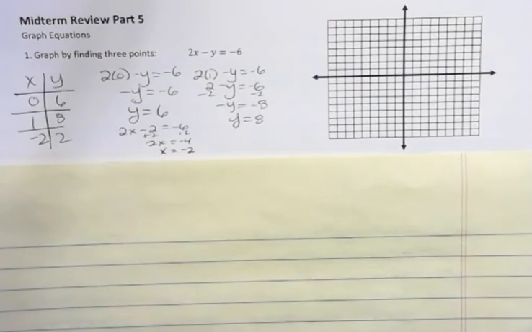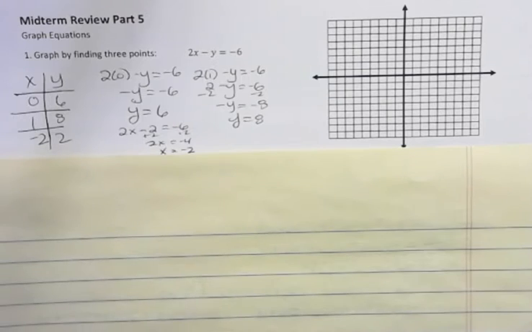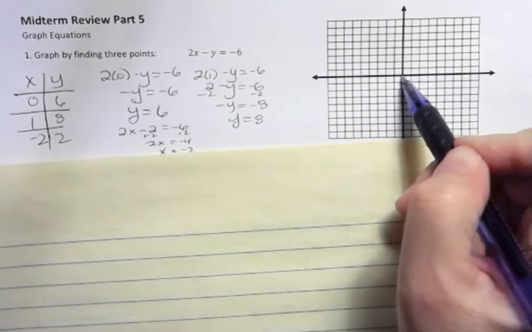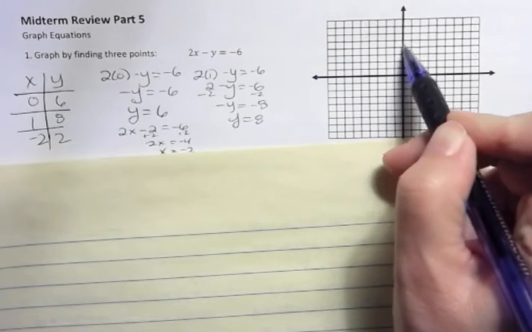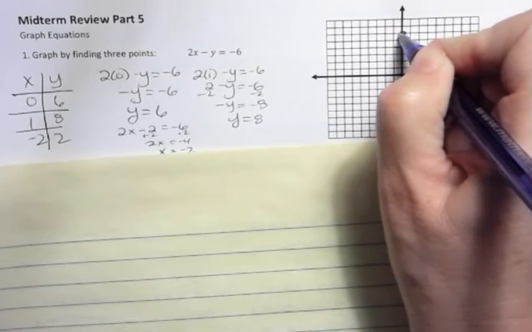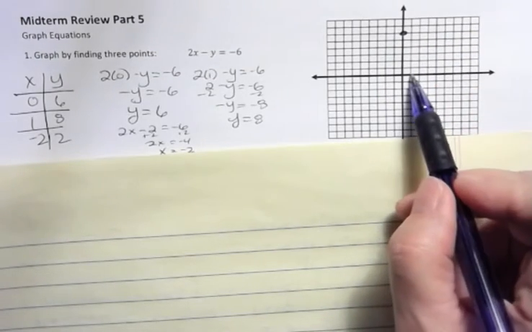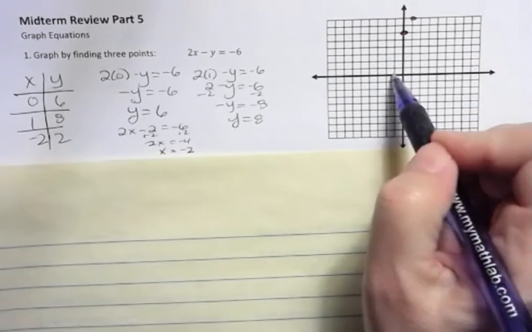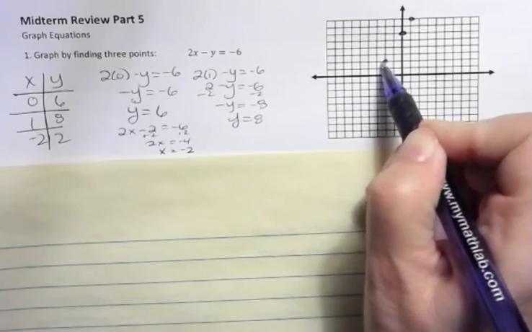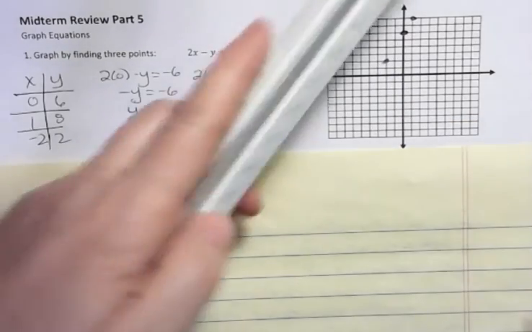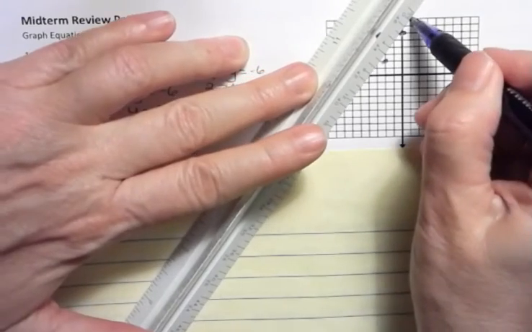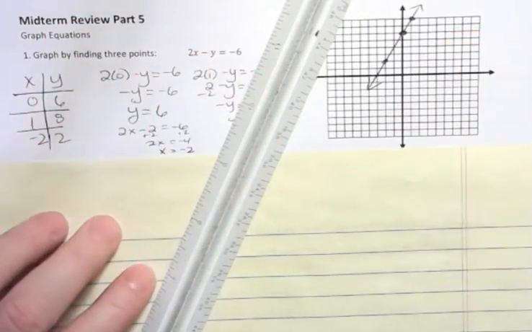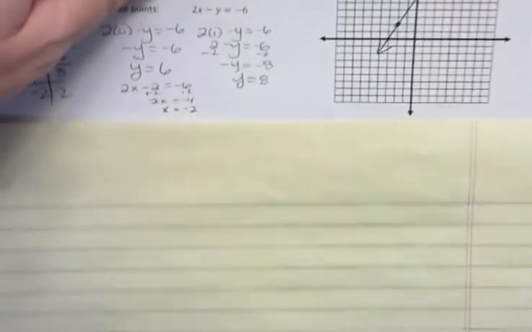So there's my 3 points, and I just found those randomly. As you saw, I just picked them. So now I'm going to plot those onto the graph. If x is 0, y is 6, 1, 2, 3, 4, 5, 6. If x is 1, y is 8. It's up there. And if x is -2, y is 2. If I found the 3 correct points and I plotted them correctly, they should form a line. This looks like it forms nicely into a line. I just connect the 3 points, and there's the graph. And I used 3 points to do that.